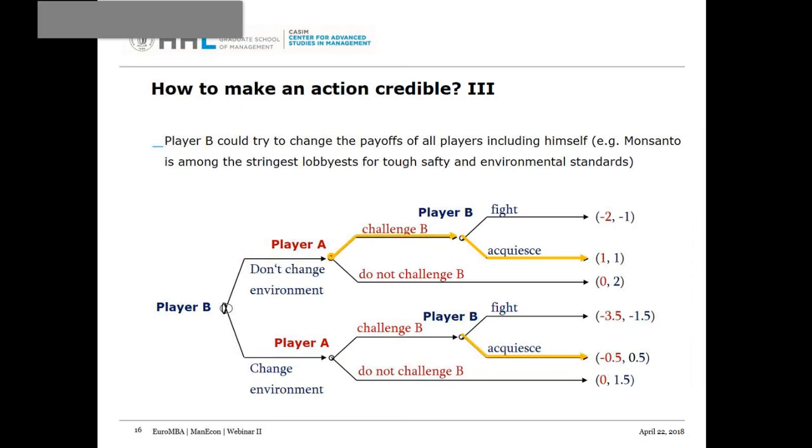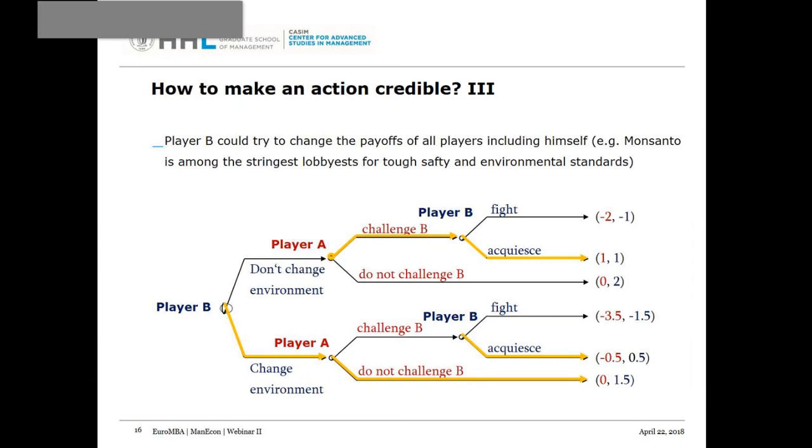A challenges B and B acquiesces. In the lower part, however, player B will acquiesce as well. However, because of the payoff or the incentive change, player A will not challenge. And comparing the two outcomes, 1 and 1 and 0 and 1.5, for player B, it's better to change the environment and change the costs.